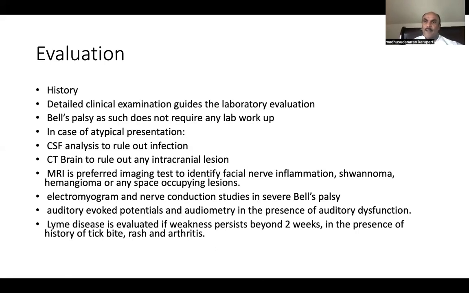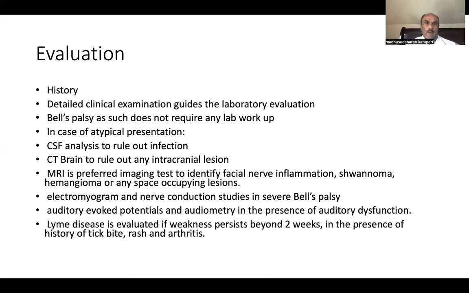But in the event when you suspect there could be other features and the lesion could be in the higher centers, then the diagnostic workup should be done in detail. But by and large, if the patient is suffering from Bell's palsy, you can go for an MRI, wherein you can identify the edema of the facial nerve associated with inflammation. And you can exclude other tumors like schwannoma, like hemangioma, etc.